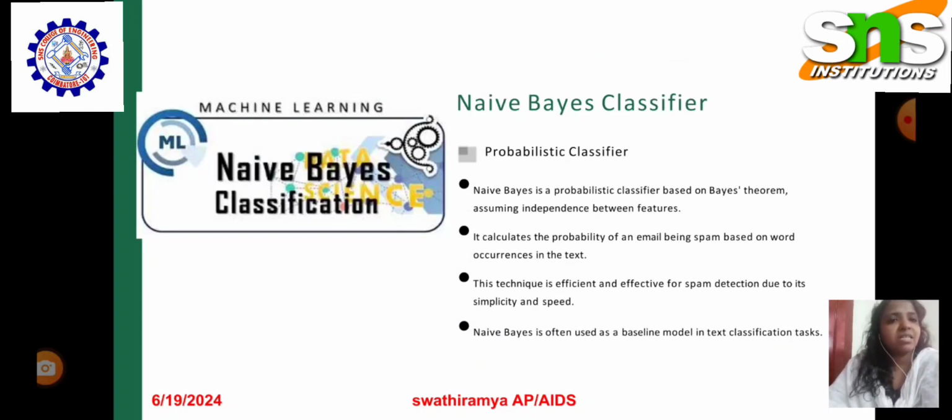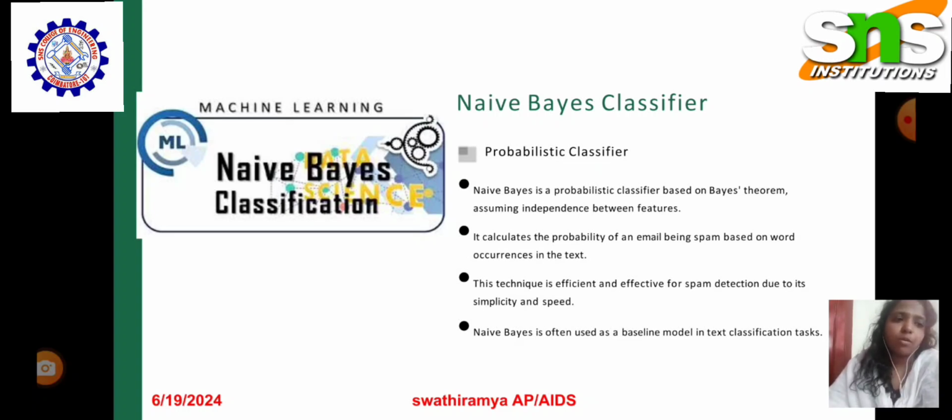So we start by discussing what the naive Bayes classifier is. It is a probabilistic classifier based on the Bayes theorem. It depends completely on the Bayes theorem and mathematical calculations, assuming independence between the features. It calculates the probability of an email being spam based on the word occurrence in the text.